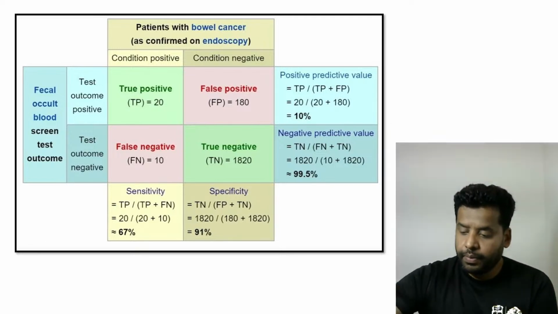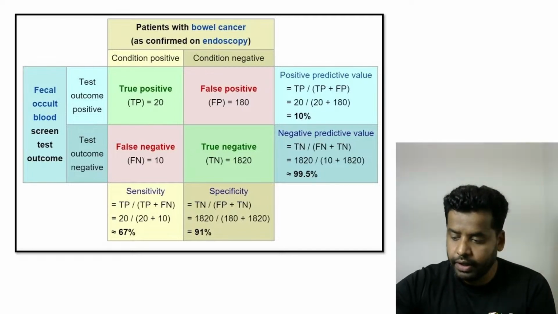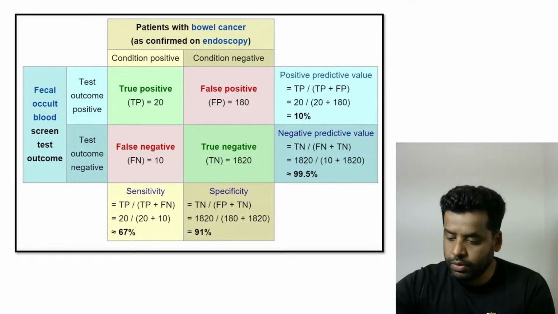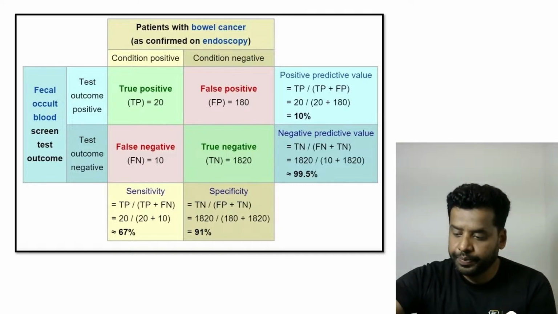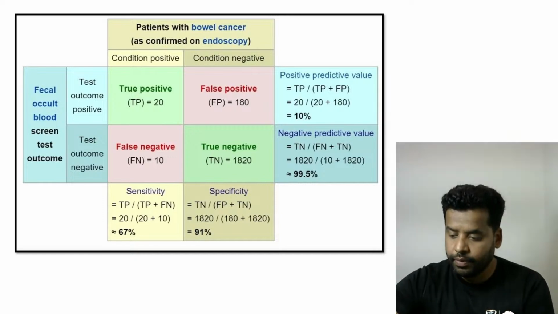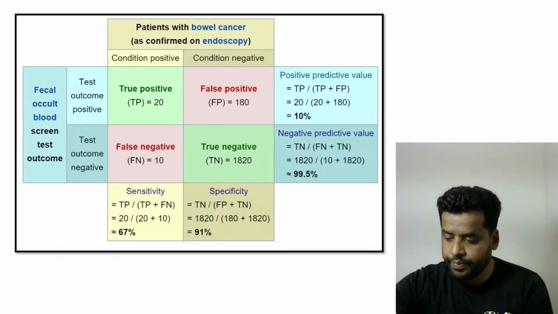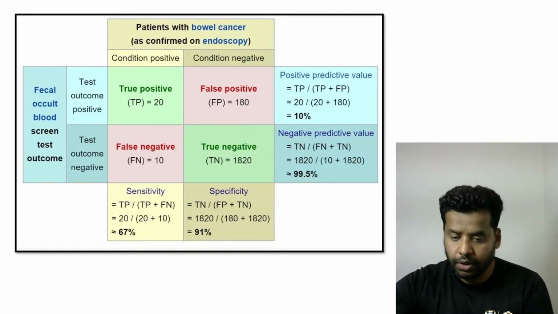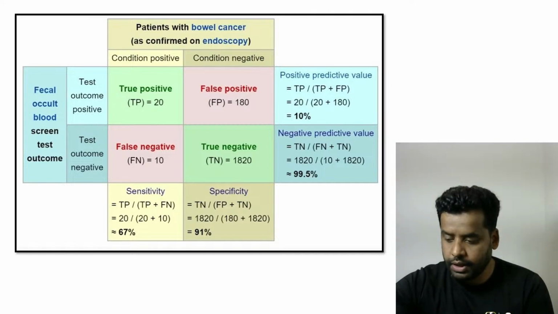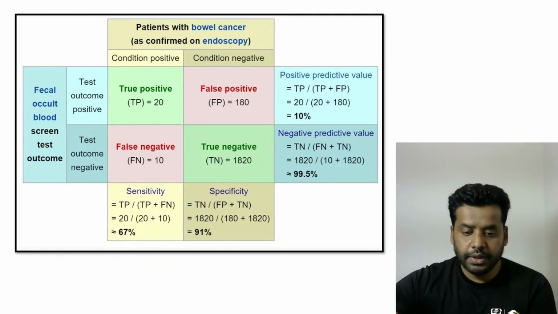Patients with bowel cancer already having disease. That is the reality. How much will your test detect? That is what you are showing. Ability of a test to detect true positives. What is that called? Sensitivity of a test.